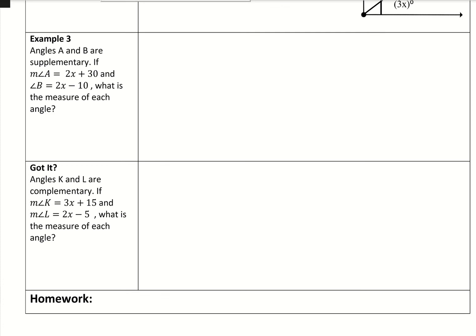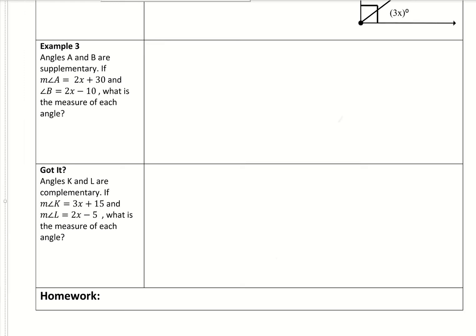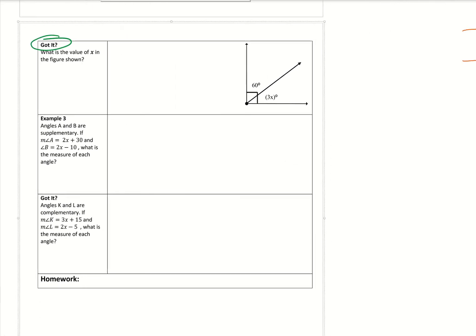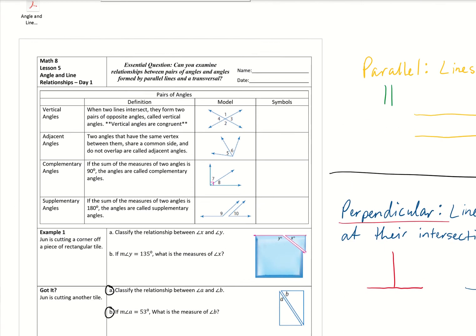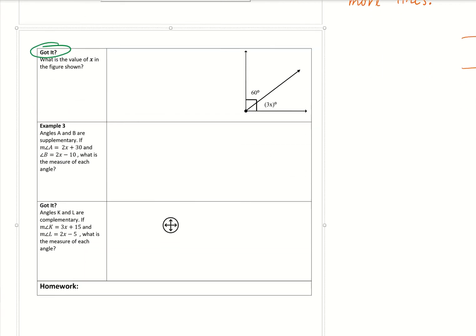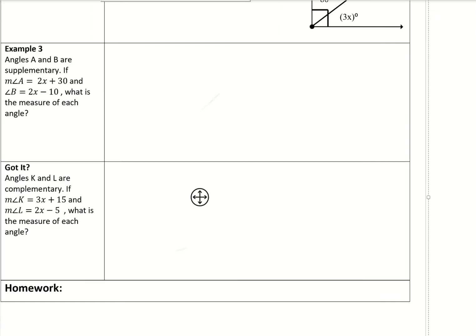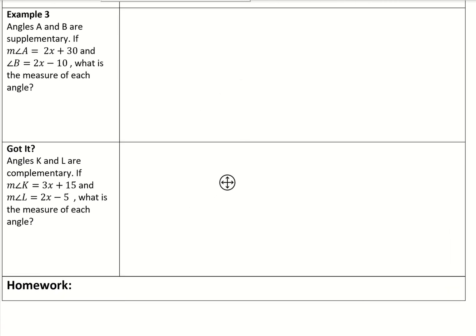Today we are going to continue working with angles and lines within angles and their relationships. So we are going to start out using the same stuff that we did last class and last video. We're going to start with example 3 here. So we're starting out where we left off.